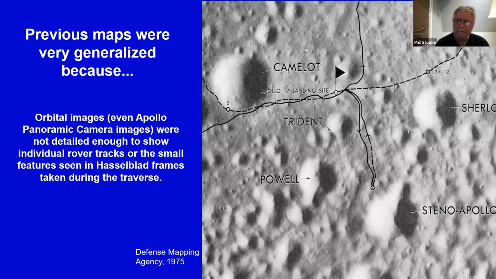The previous maps that we had of these traverses were extremely generalized. This is because even the very best images that we had before LRO were completely unable to show rover tracks. It's simply impossible to see those rover tracks in those images. And also you can't see the very small features that would be imaged in the foreground of a surface image that would help you to locate the rover with pictures taken during the traverse. So the traverses were necessarily very generalized in those maps. Next slide, please.